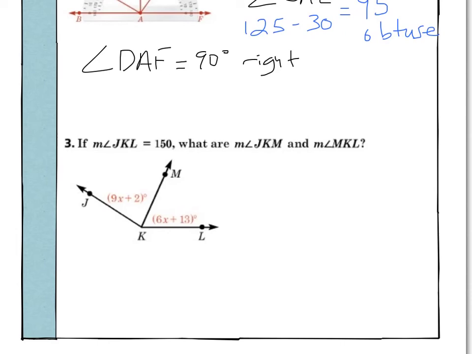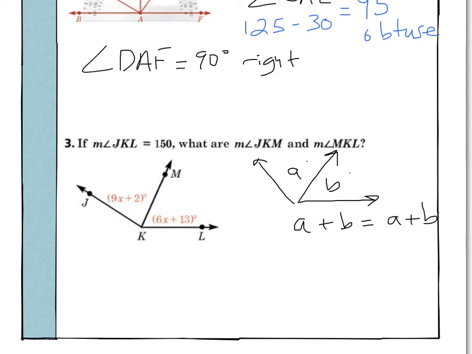If I have an angle that's been split into two, angle A and angle B, then the measures of the angles themselves will add up to the sum of both. So it'll add up to A plus B, which should make sense because A plus B should equal A plus B. So let's actually do that. If we know the whole thing here, 9x plus 2, and the other angle, which is 6x plus 13, and we add those together, we should get 150.